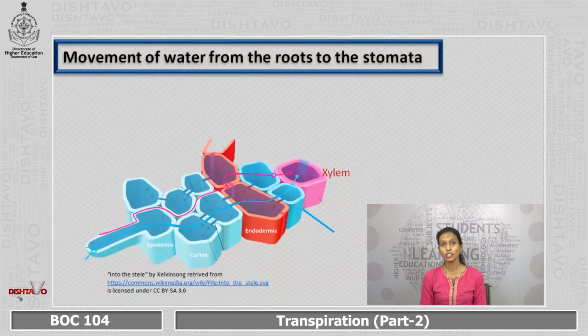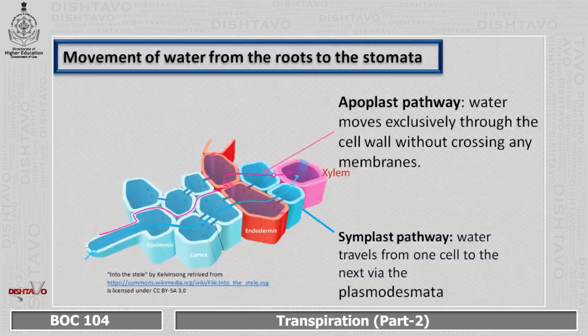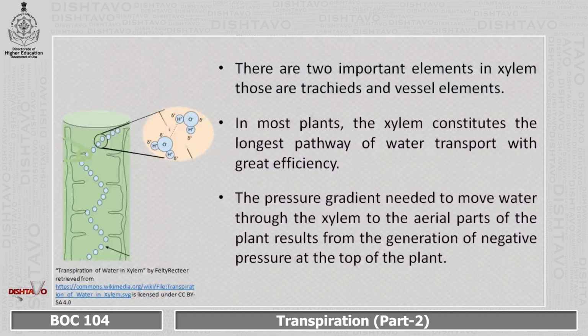Water enters the plant root through the root hair zone. The root hairs increase the surface area for absorption. Once inside the root, the water makes its way through the plant cells in two ways, either in the apoplast pathway or the symplast pathway. The apoplast pathway is one wherein the water moves exclusively through the cell wall without crossing any membrane, whereas in the symplast pathway, the water travels from one cell to another via the plasmodesmata. It finally makes its way to the xylem tissue of the plant.